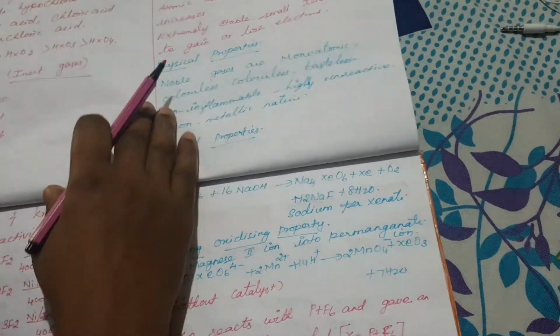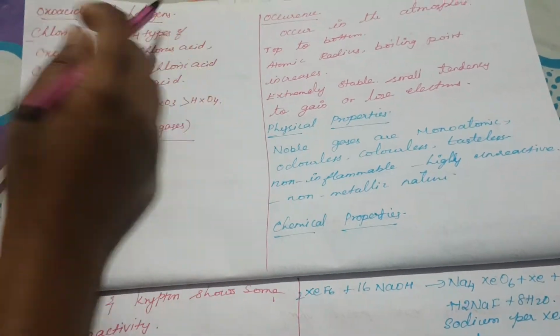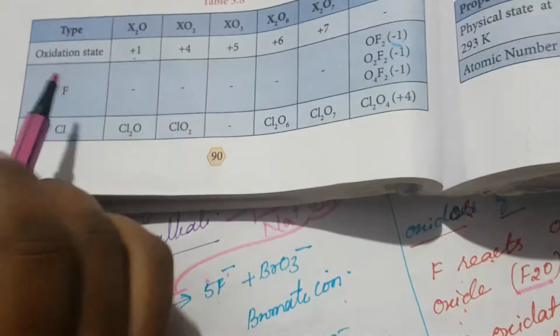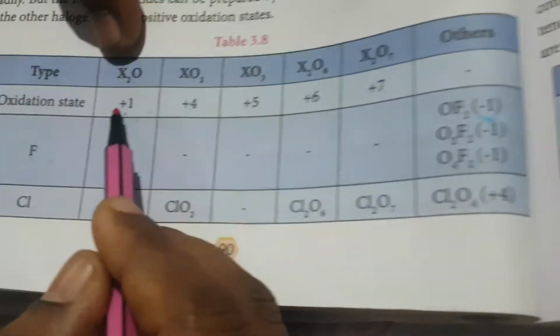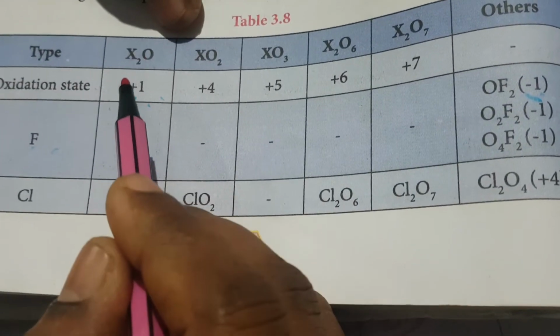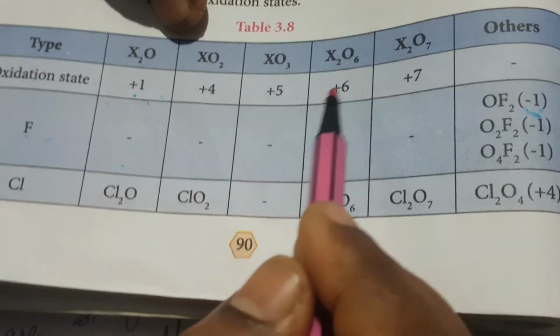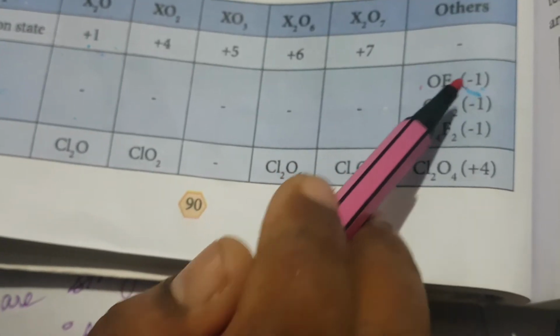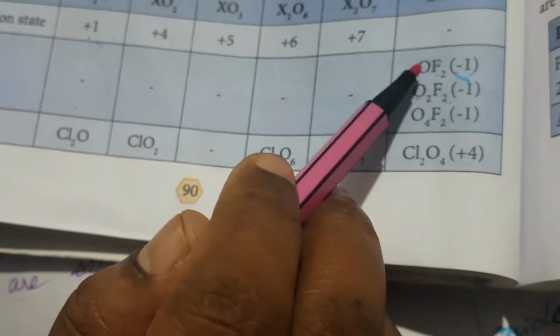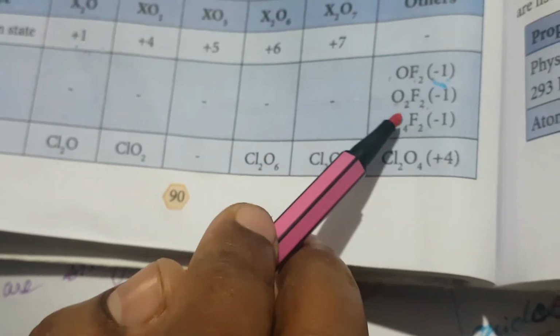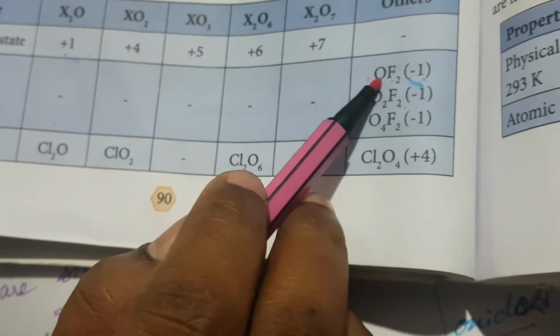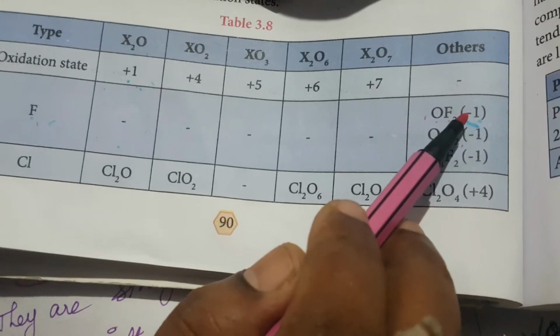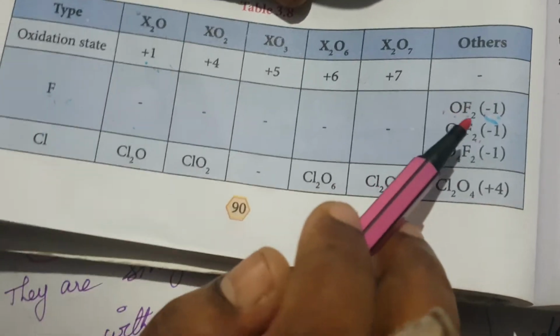So next one is oxoacids of halogen. Here, the oxides of halogen, the oxidation state will be given. Here in OF2 the oxidation state of oxygen is +2, and in O2F2 it is +1. Fluorine is always -1. Suppose they are asking how to calculate the oxidation number: if fluorine is coming in this position, you immediately write the -1 oxidation state.